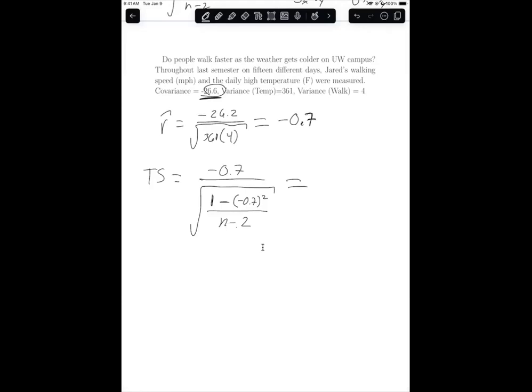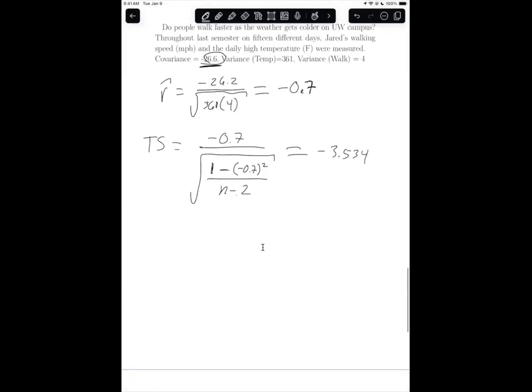So when we do that calculation, we get a negative 3.534. That's the value of the test statistic. And so now that we have the value of the test statistic, we can get the probability statement for the p-value. And so that's going to be the probability. We're going to use t because that's the null distribution.